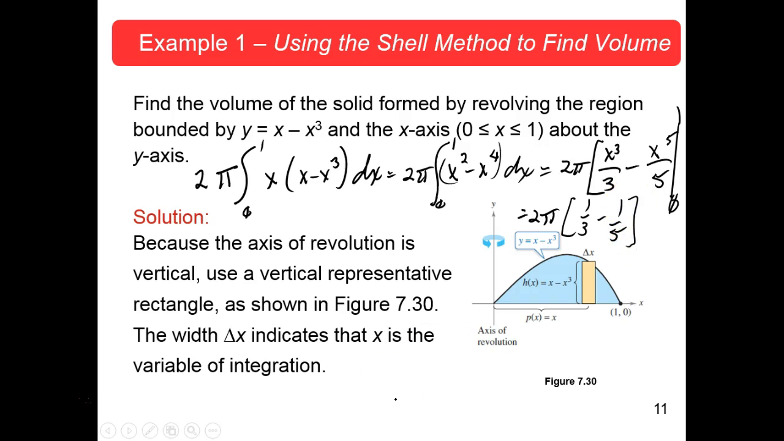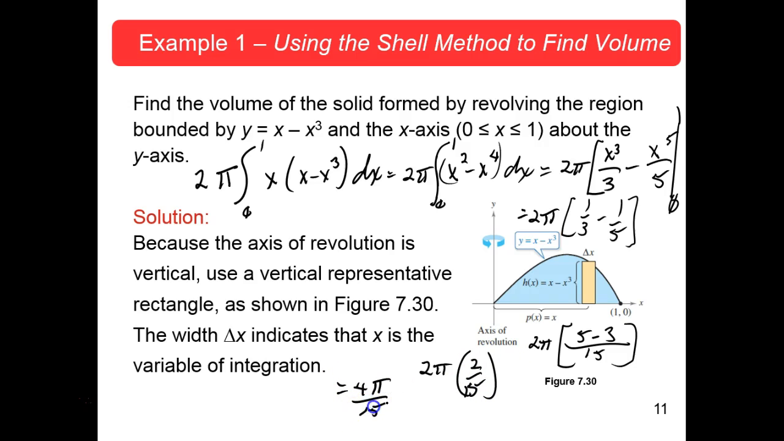Now, the only hard part here is doing least common denominators. It's the algebra part, not the calculus part. 2 pi times, what's the least common denominator? 15. And to make the 3 into 15, you'd have to multiply by 5. So you'd have to multiply the 1 by 5. That would be 5 minus 3. So that would be 2 pi times 2/15, which would be 4 pi over 15. Okay?